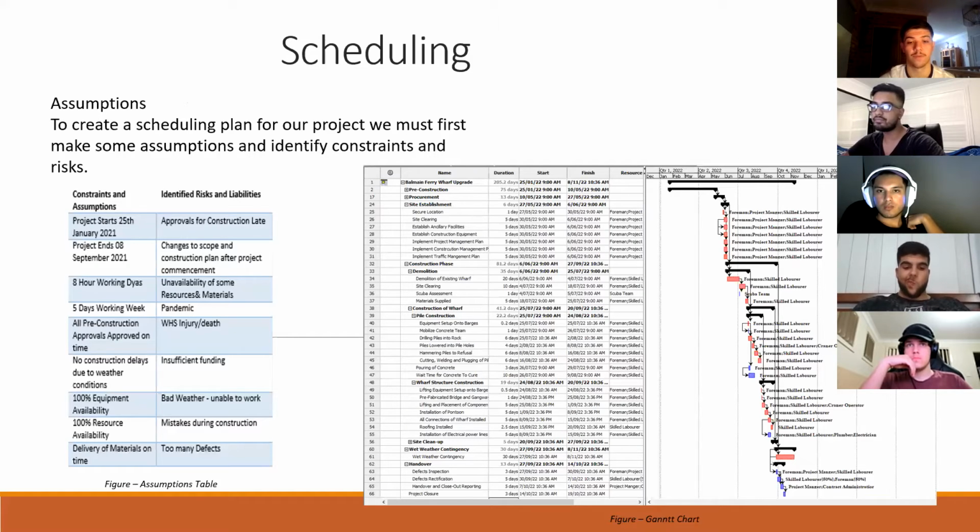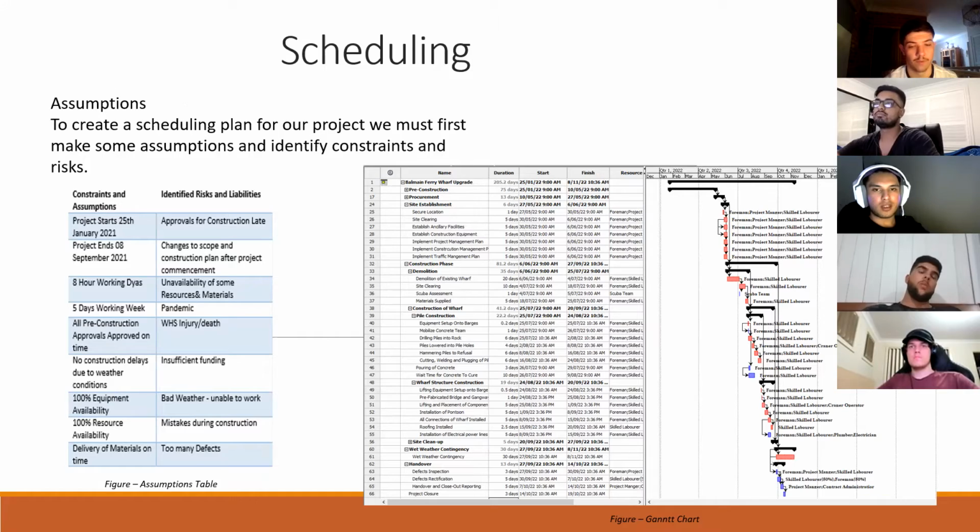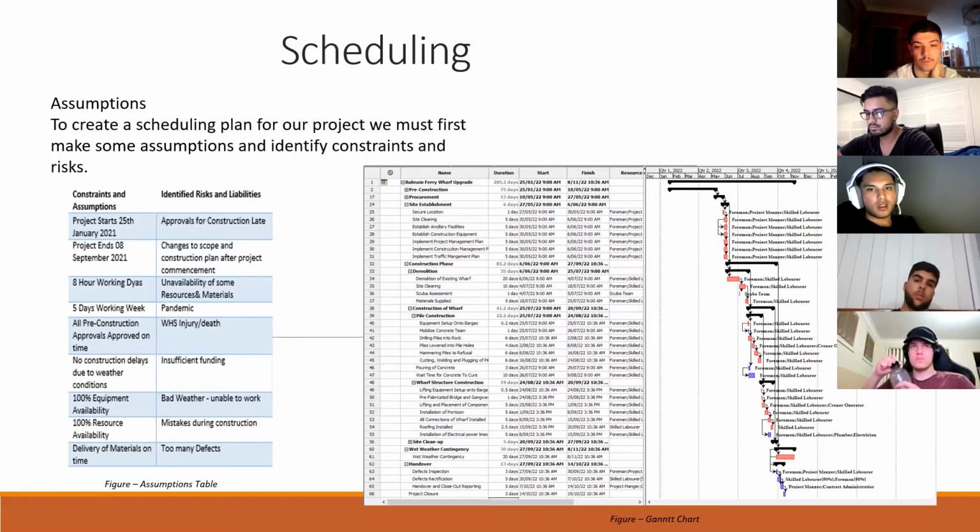On to Yosko. To create a scheduling plan for our project, we must first make some assumptions. The table below identifies some assumptions. We assume that they work 8 hours a day, they work 5 days a week, all the pre-construction plans and approvals are approved on time, no construction delays due to weather, and 100% procurement availability.